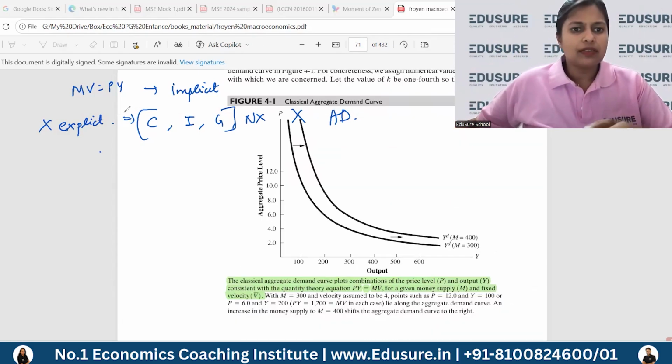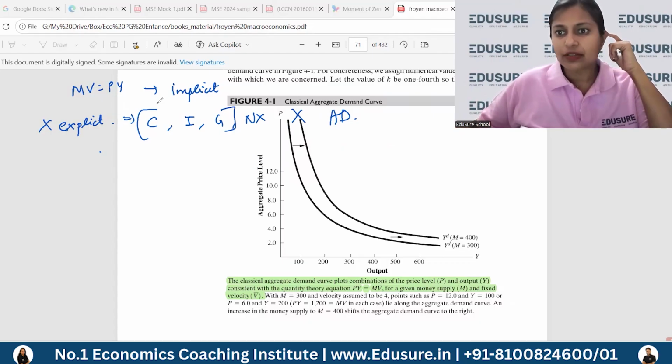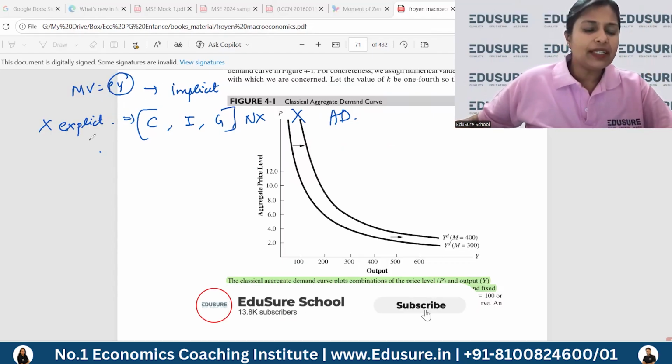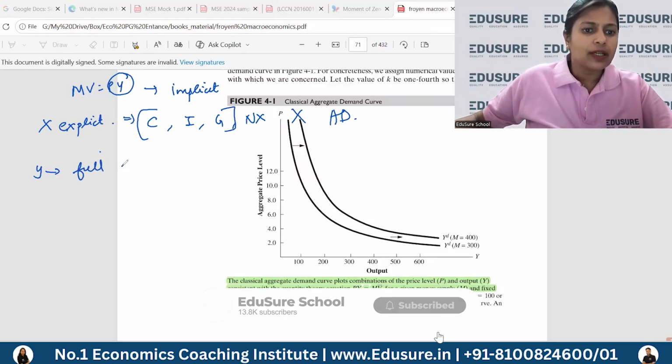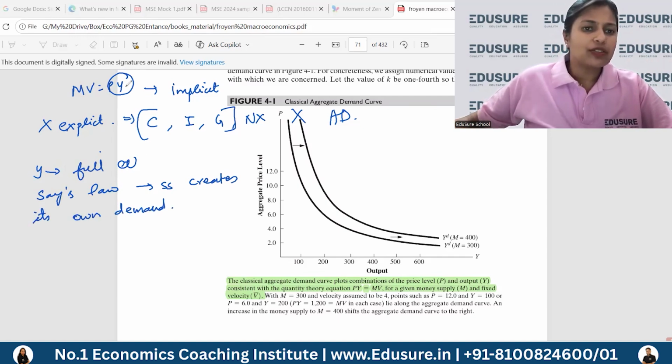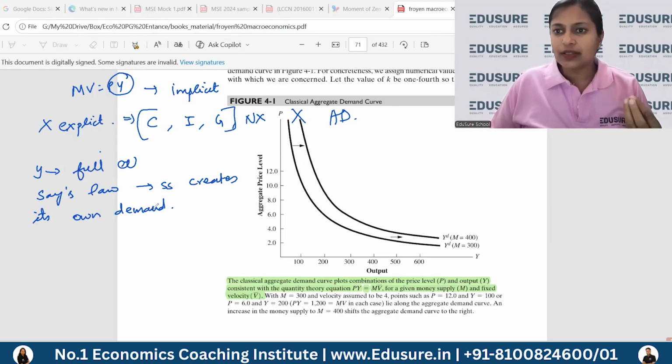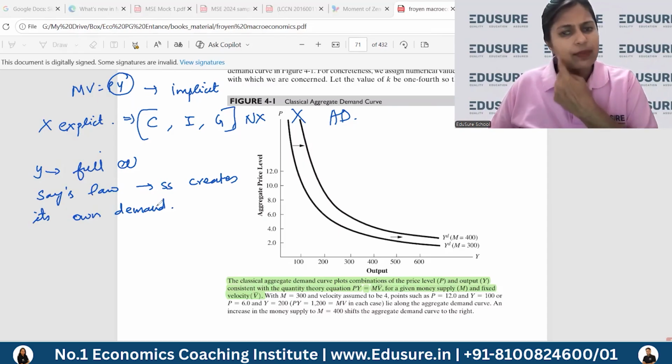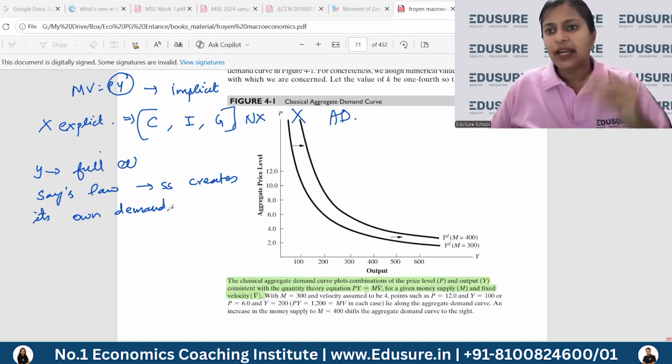So like I said that this is a very implicit sort of aggregate demand curve where we're not really calculating it. So Y is the full employment output, right? And we are assuming by Say's law that supply creates its own demand. Correct? So demand and supply mismatch is not really the problem of the classical model. They say that supply creates its own demand. Whatever is supplied will be demanded.